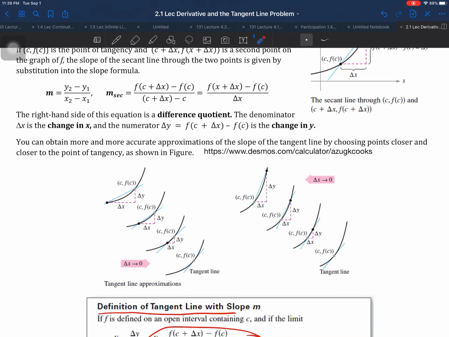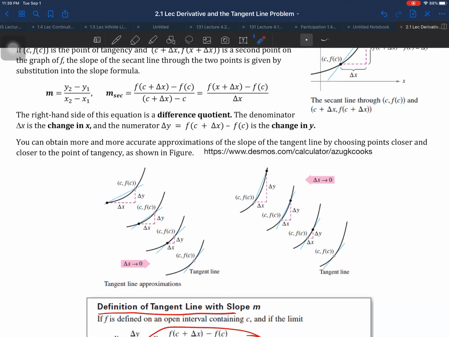So now let me ask you this question. What happens if we start with this secant line, and we start putting these 2 points closer and closer to each other? If we make these 2 points closer and closer to each other, as you will see here, the 2 points are getting closer, and if you notice, there's almost no distance.